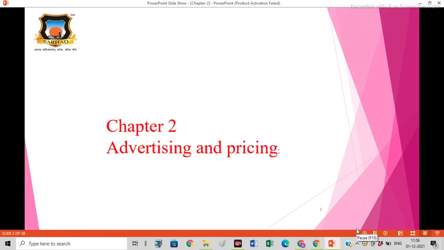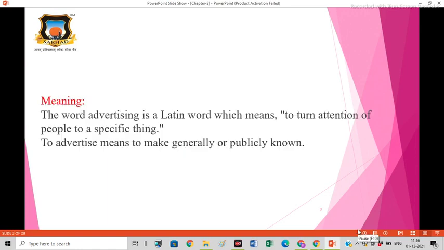Today we are going to discuss the second chapter, that is advertising and pricing. The meaning of advertising: the word advertising is a Latin word which means to turn the attention of people to a specific thing. To advertise means to make generally or publicly known. Companies do advertising to make their products known to the public.